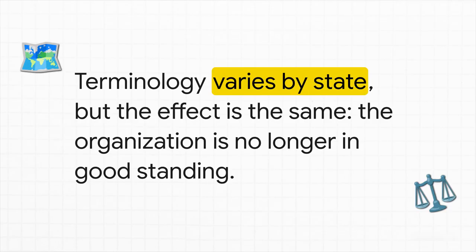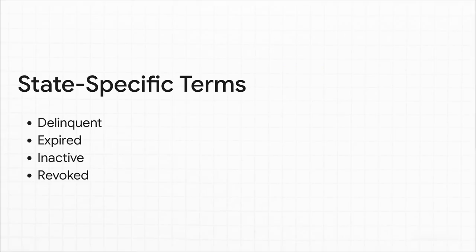Now, here's a key thing to remember. Not every state actually uses the word lapsed. You're going to see a few different terms out there depending on where you are. For example, a state might call your status delinquent, expired, inactive, or even the scarier sounding revoked. But here's the thing, no matter what they call it, the practical effect is exactly the same. Your organization is no longer compliant to solicit donations in that state.